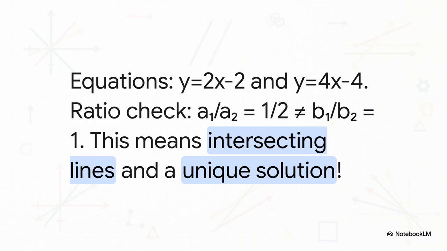Now, for the moment of truth, the ratio of the a's is 2 over 4, which simplifies to 1/2. The ratio of the b's is negative 1 over negative 1, which is just 1. And wait a second, 1/2 is not equal to 1. We can stop right there. We don't even need to check the third ratio. Our rule tells us these lines intersect, which means there is one unique solution for Champa's puzzle.